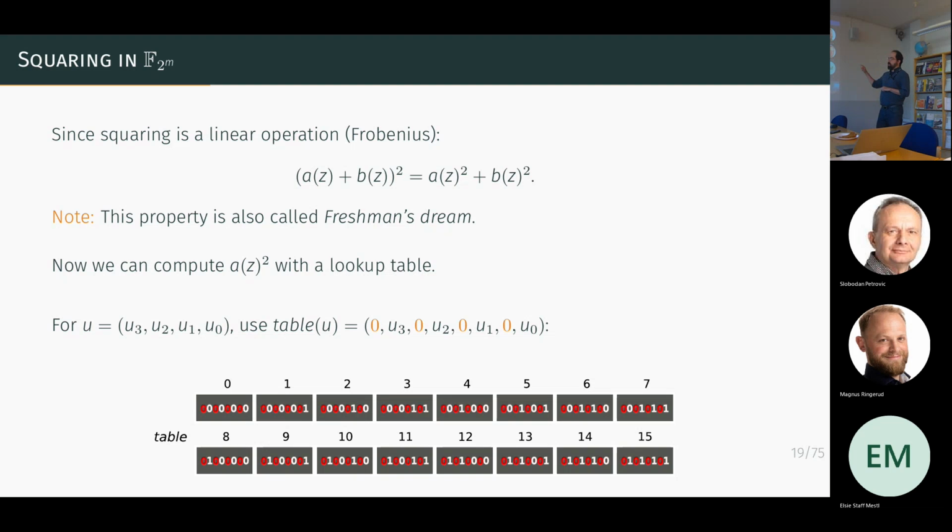That's one way. Another property that's very nice about squaring in a binary field, we have the freshman's dream, which means that you can just apply squaring linearly, so you don't deal with the pesky intermediate products here, as with integers.